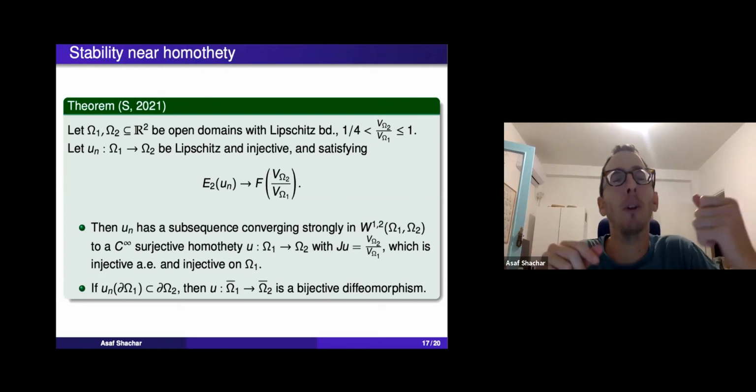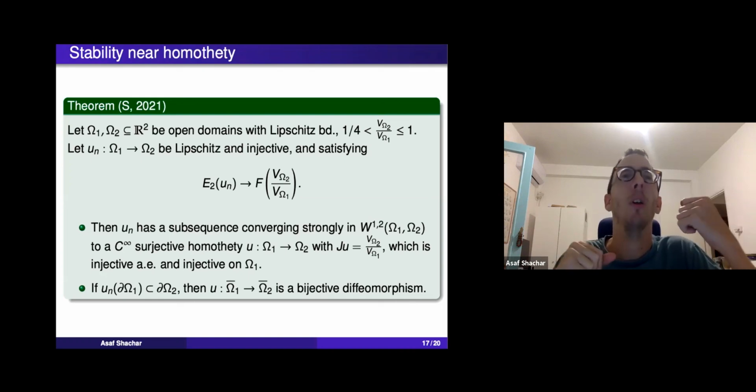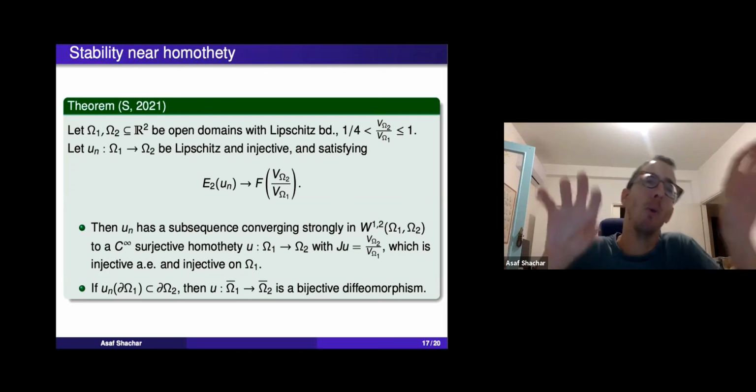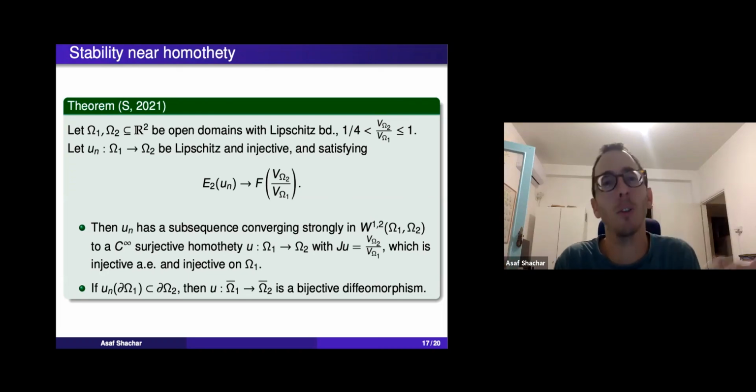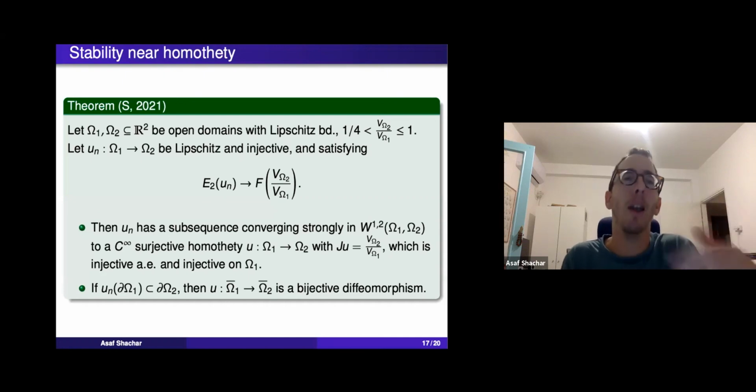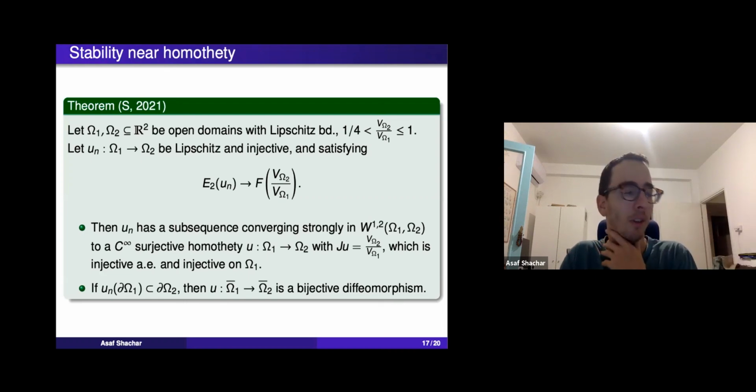And note that in this statement we didn't a priori assume that Omega_1, Omega_2 are homothetic. This is a conclusion. So if you have two domains and someone tells you that by taking the infimum of the energy you can get as close as you want to the value given by the lower bound, then in fact the domains were homothetic to begin with, because the limiting map is a homothety. And I think that this statement deserves a context.